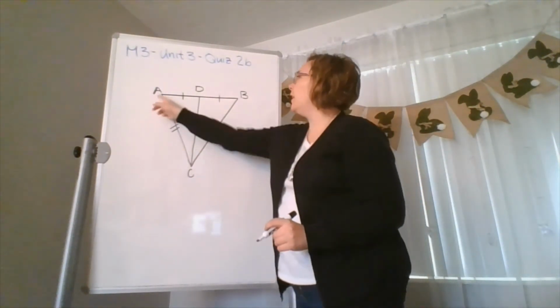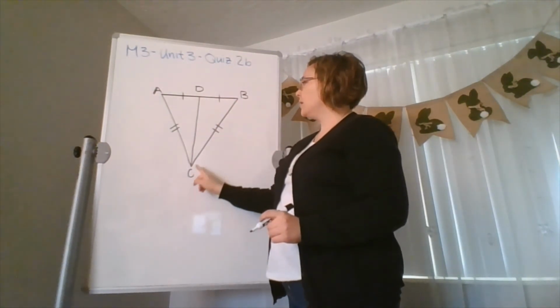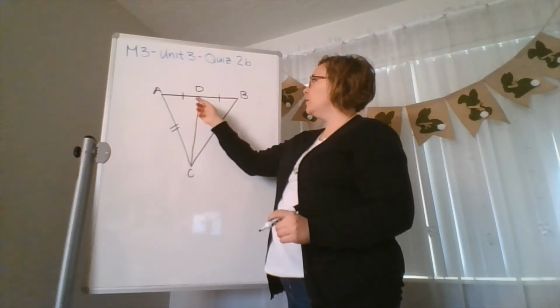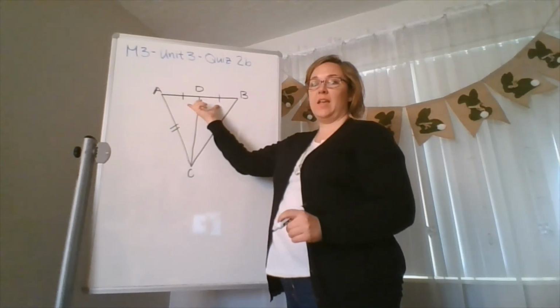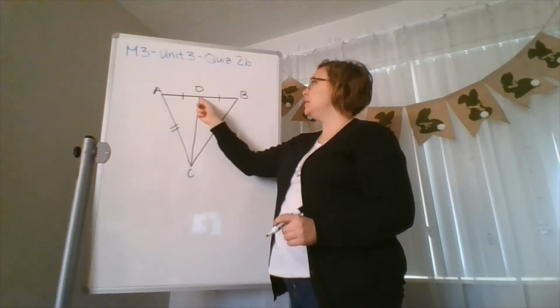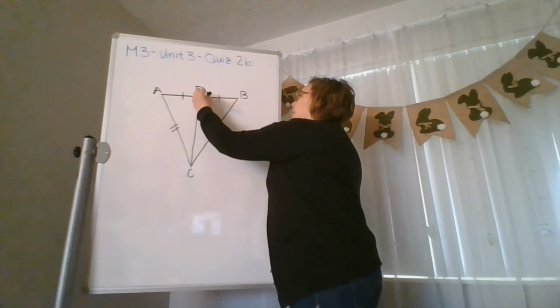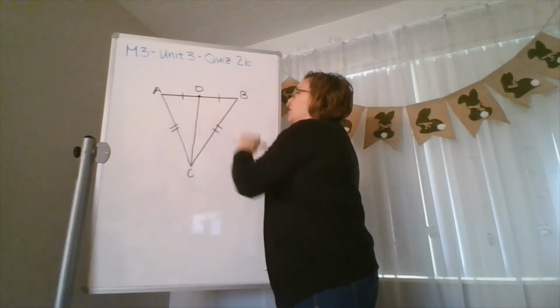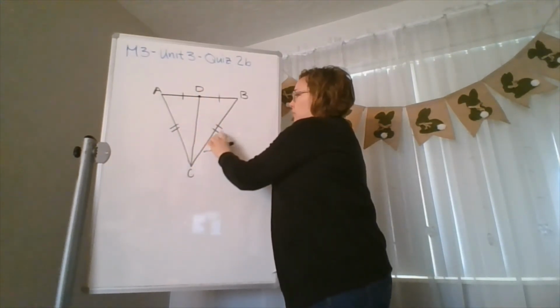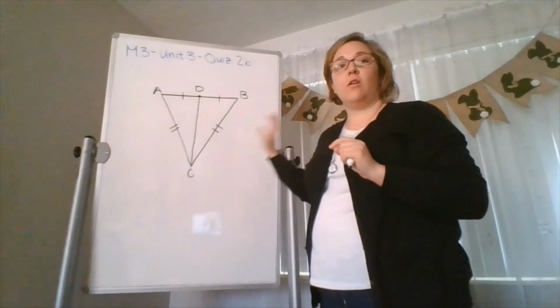All right, so here's our next geometric figure. We've been given triangle ABC. We can see that it's been split so that A and B have been cut in half. D is the midpoint of A and B. Here's a point. So these two sides are congruent, and these two sides are congruent. That has all been given to us.